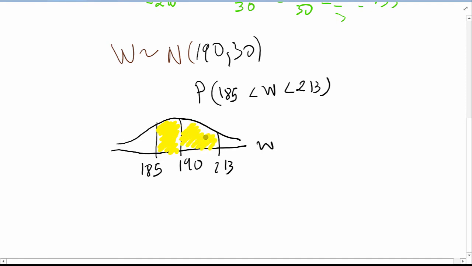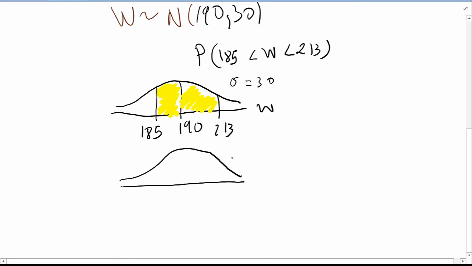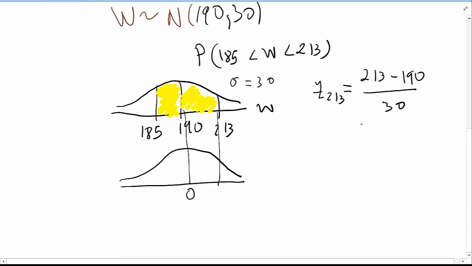And again, we don't really have a table to read where the mean is 190 and the standard deviation is 30. So what we need to do is standardize this problem so that we can use the standard normal tables. Standardizing basically means that we're going to take the z-score of every value. The 190 will go to 0. The 213 will go to the z-score of 213, which is 213 minus 190 divided by 30.